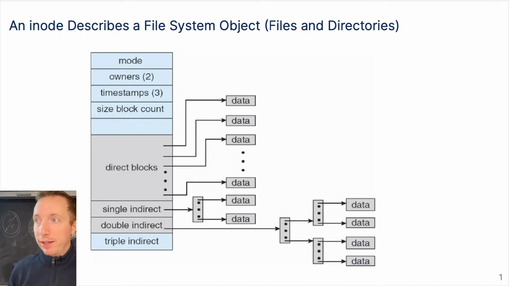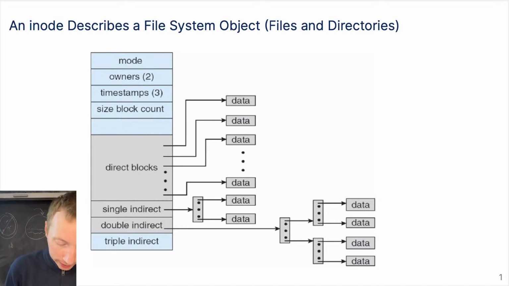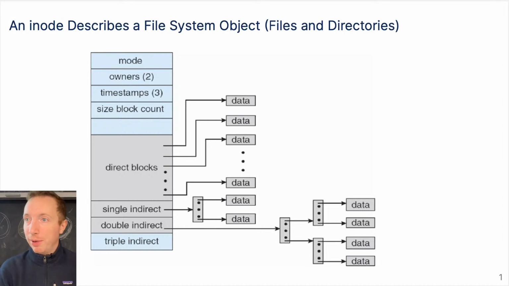And then finally, to support even bigger massive files, there are triple indirect blocks, which is like a 3-level page table. So it points to a block, which points to a block, which points to a block. And then all those have the index bits that actually point to the actual blocks on the disk. So any questions about that?